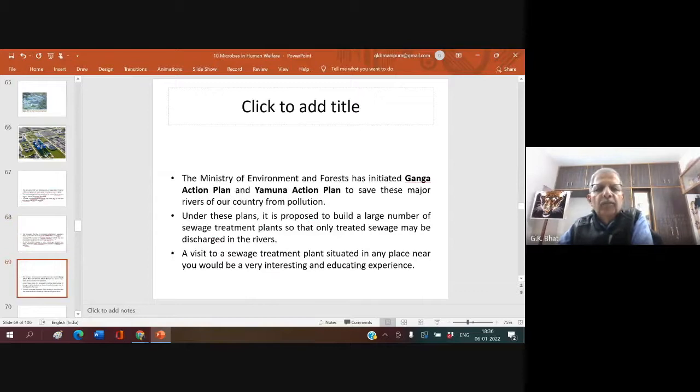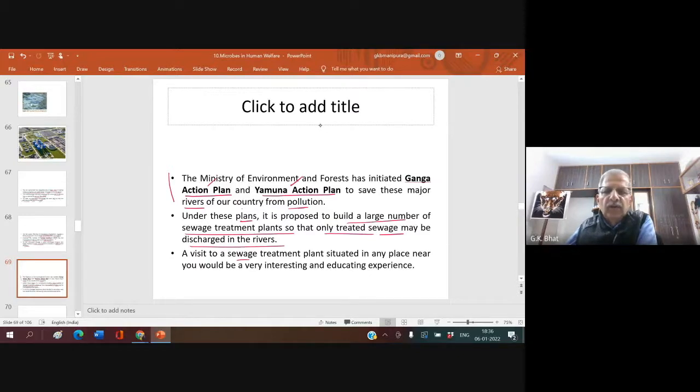So here and there, we always come across waterborne diseases because of mixing of sewage water with potable or drinking water. The Ministry of Environment and Forests has initiated the Ganga Action Plan and Yamuna Action Plan, two important action plans to save these major rivers of our country from pollution. To save Ganga, the Ganga Action Plan. To save Yamuna, the Yamuna Action Plan. Under these plans, it is proposed to build a large number of sewage treatment plants so that only treated sewage may be discharged into the rivers.